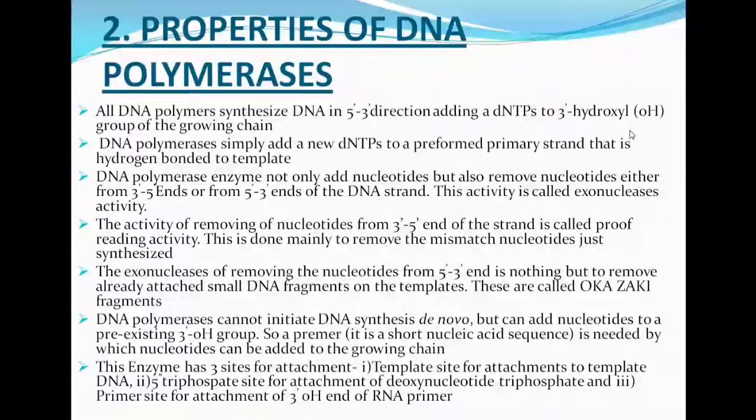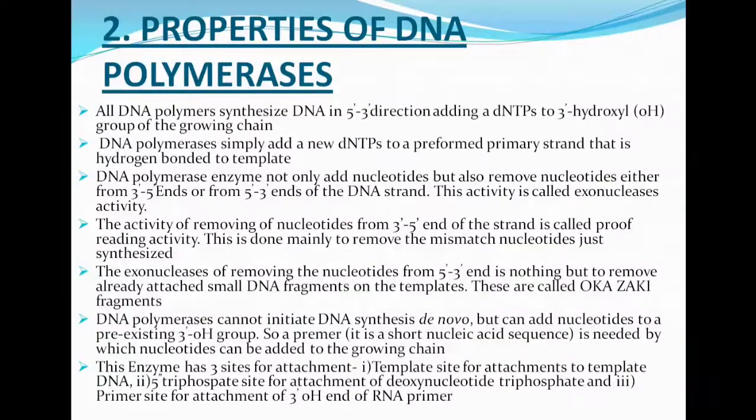The second type is the removing of the nucleotides from the 5' to 3' end. That is to remove the attached small DNA fragments on the templates. These already attached small DNA fragments are called Okazaki fragments. So this is the second type of exonuclease activity, which is a functional activity of the DNA polymerase enzymes.